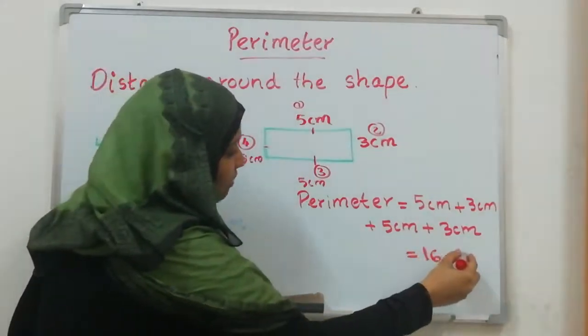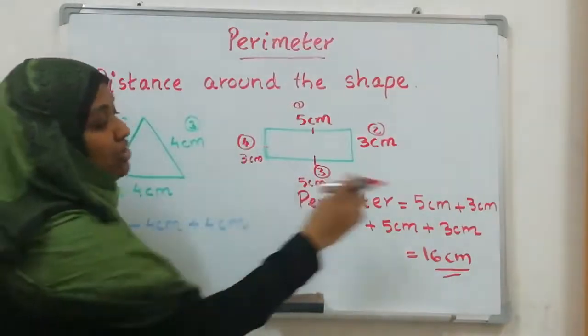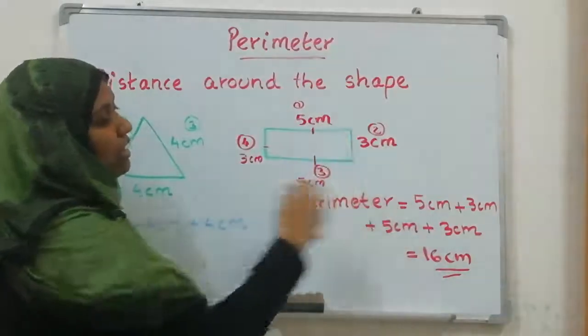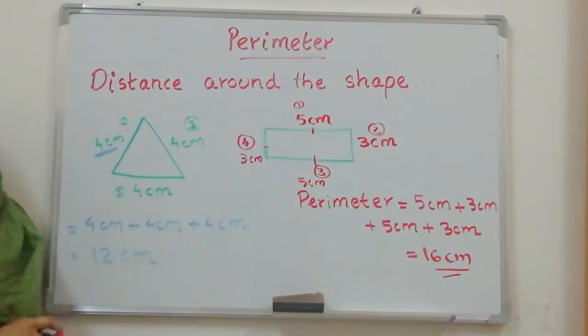The unit is important when you are finding the perimeter of a shape. You must show the unit which is given. Here it is centimeter, so you write the answer in centimeter. So this is how you find the perimeter of a given shape.